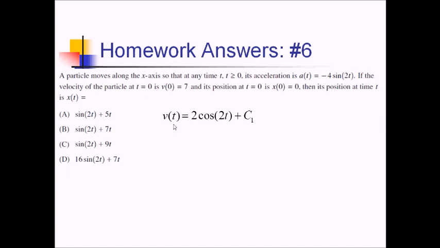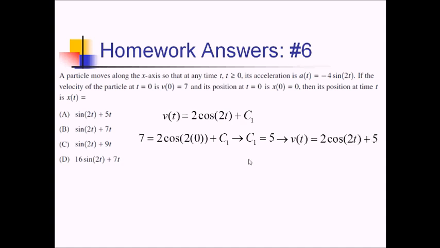Now to find my actual velocity formula, which I'm going to need if I want my position formula, I'm going to plug in 0 for t and 7 for velocity because of this initial condition here. So we have 7 equals 2 cosine of 2 times 0 plus c1. Cosine of 0 comes out to 1, so that's just 2 plus c1. Subtracting 2 from both sides, we have a c1 value of 5. That means my velocity formula is 2 cosine of 2t plus 5.